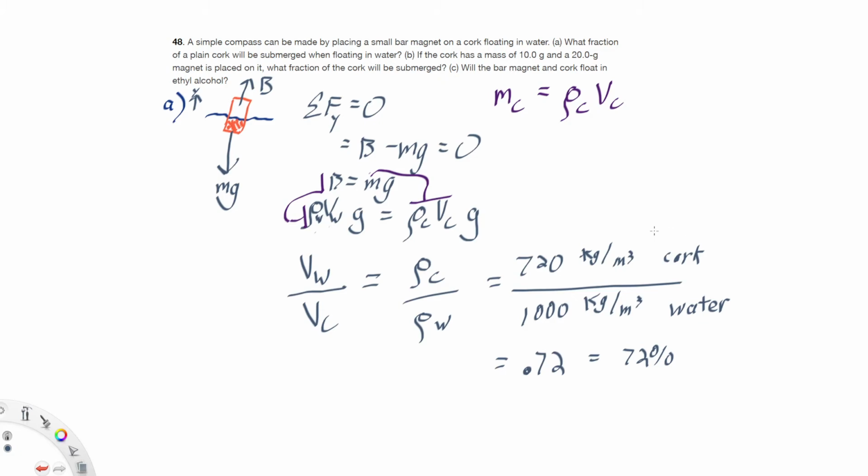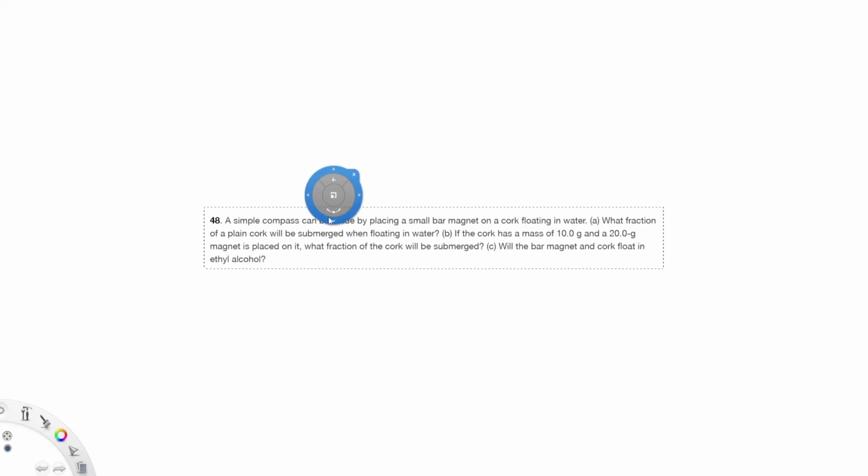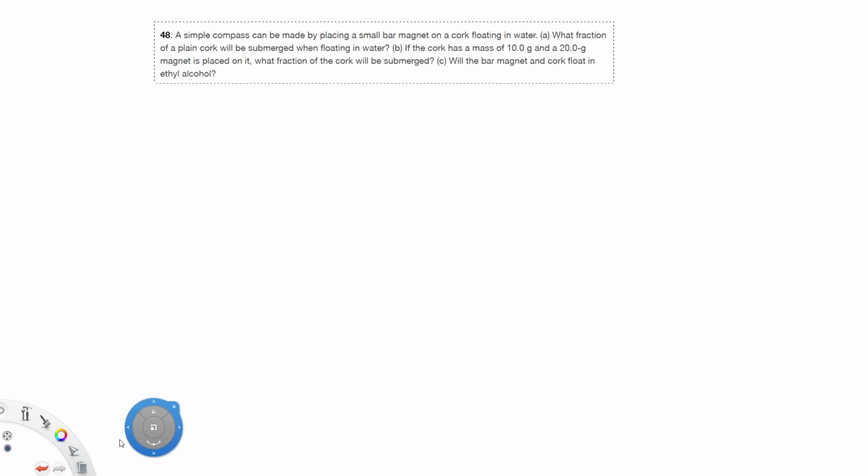So part B. What if we put a 20-gram magnet on top of the cork now? Now will it float? So I'm going to make some space. What color have I not used today? There we go. For part B.